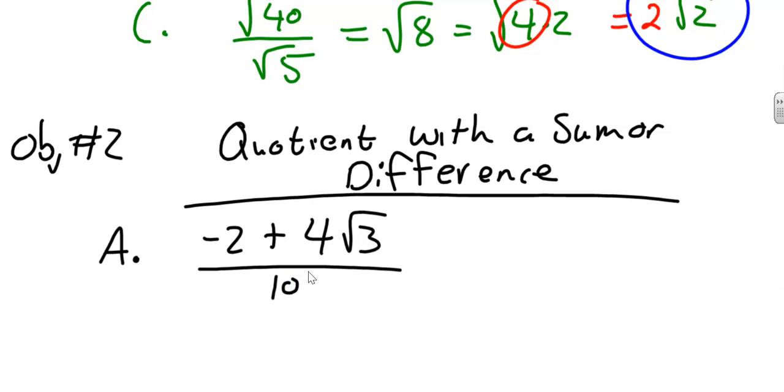Maybe something like this, where instead of just being one number on top and one number on the bottom, like we had in the other example, this time you've got a plus or a minus. So basically you've got two terms in the numerator, and you've got the one term in the denominator. Okay, this one. With square root of 3, there's nothing you can do on this thing to simplify it.